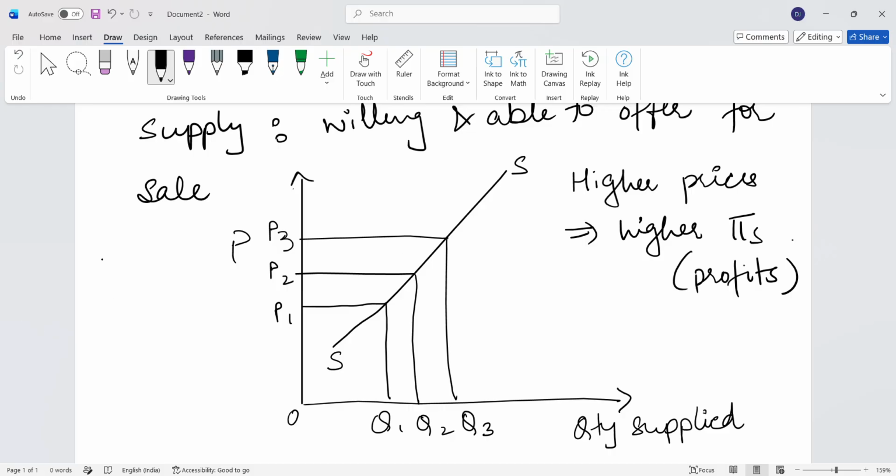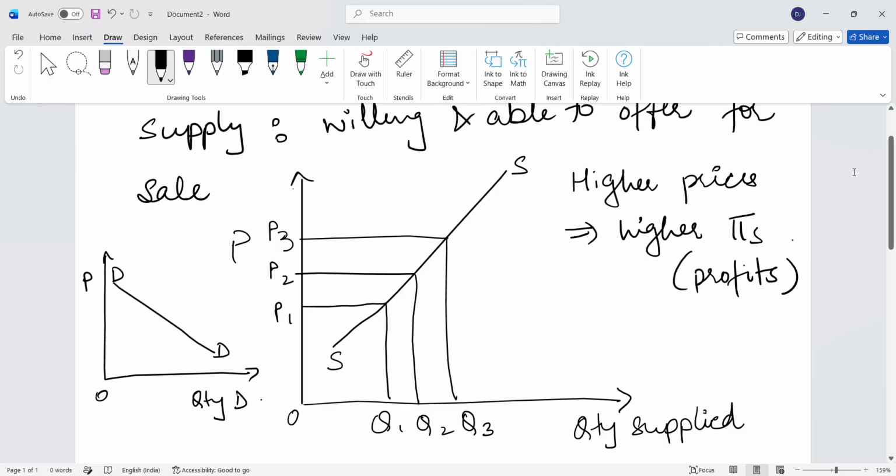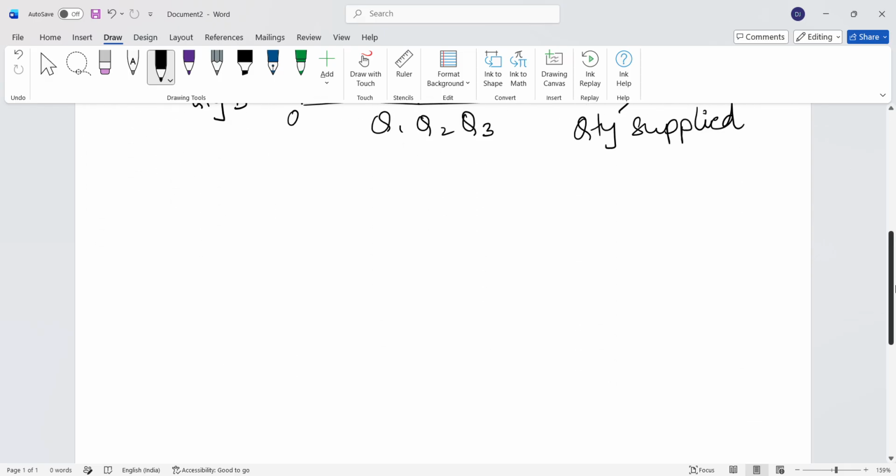Unlike your demand curve, I'll just go back a little for the demand curve. Your demand curve was downward sloping, right? With prices out here and quantity demanded out here. It was downward sloping. The supply curve is upward sloping.